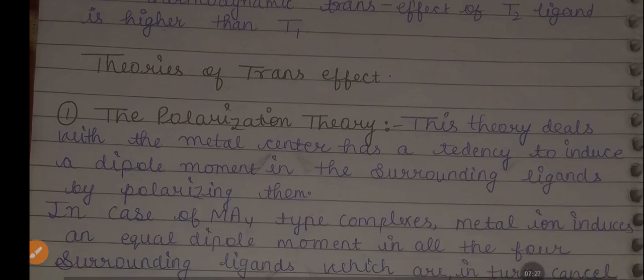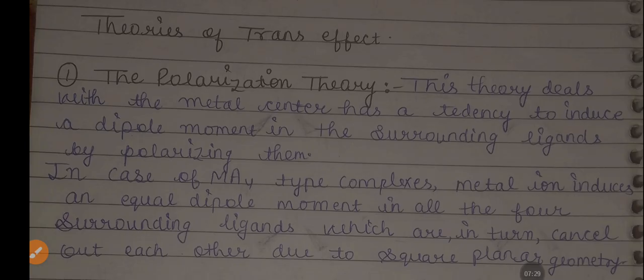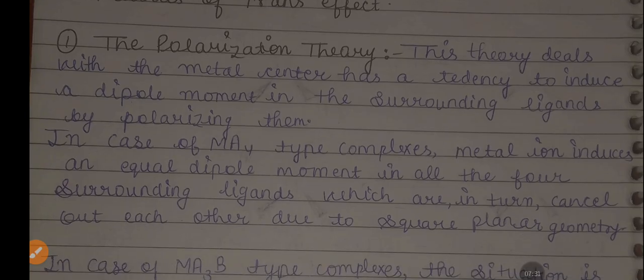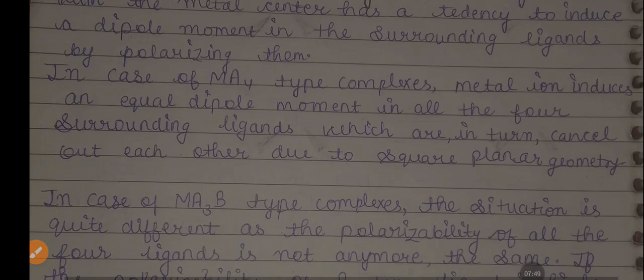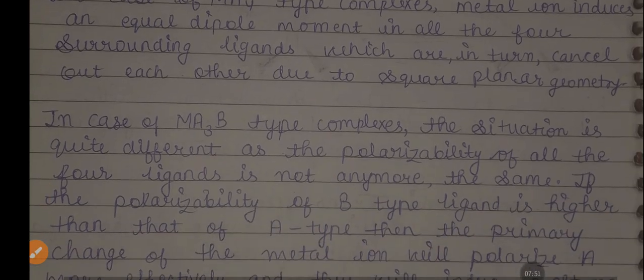Theories of trans effect. The polarization theory. This theory deals with the metal center having a tendency to induce a dipole moment in the surrounding ligands by polarizing them. In the case of MA4 type complexes, the metal ion induces an equal dipole moment in all four surrounding ligands, which in turn cancel out each other due to the square planar geometry.